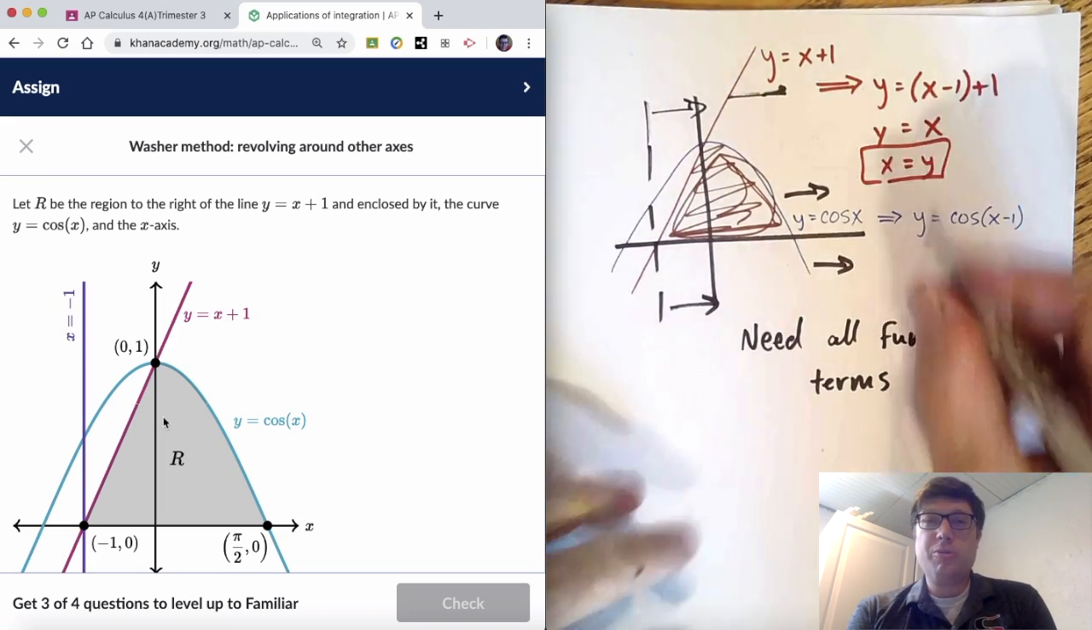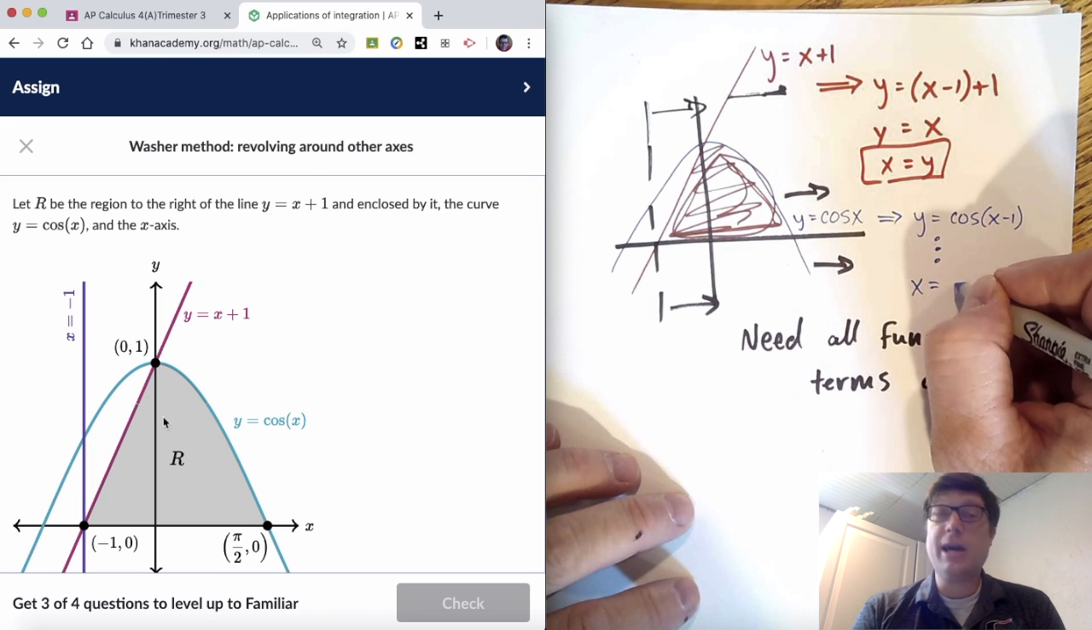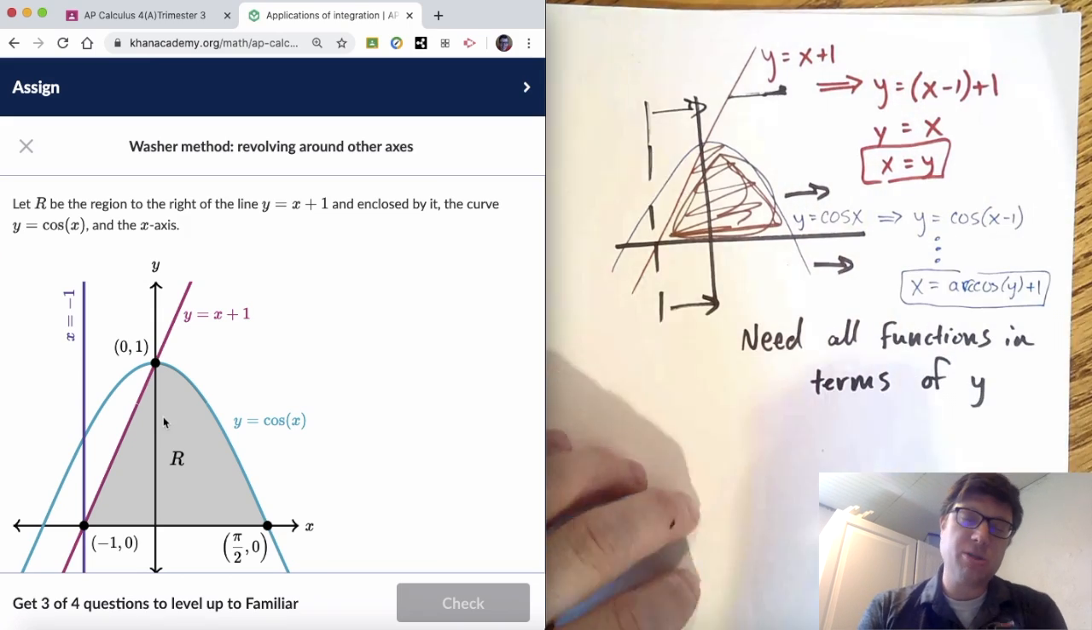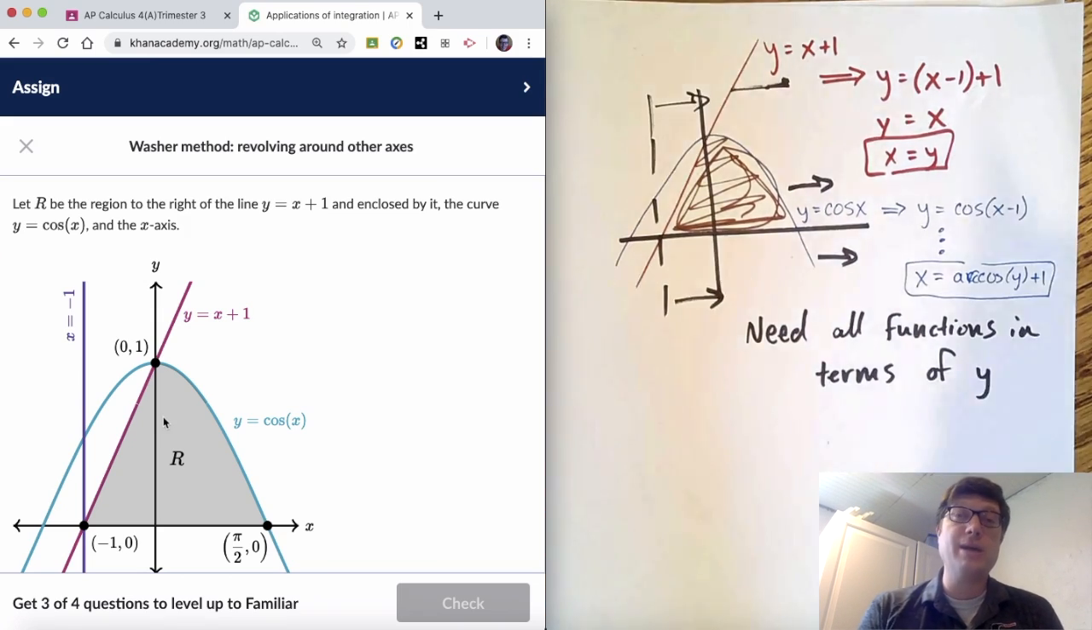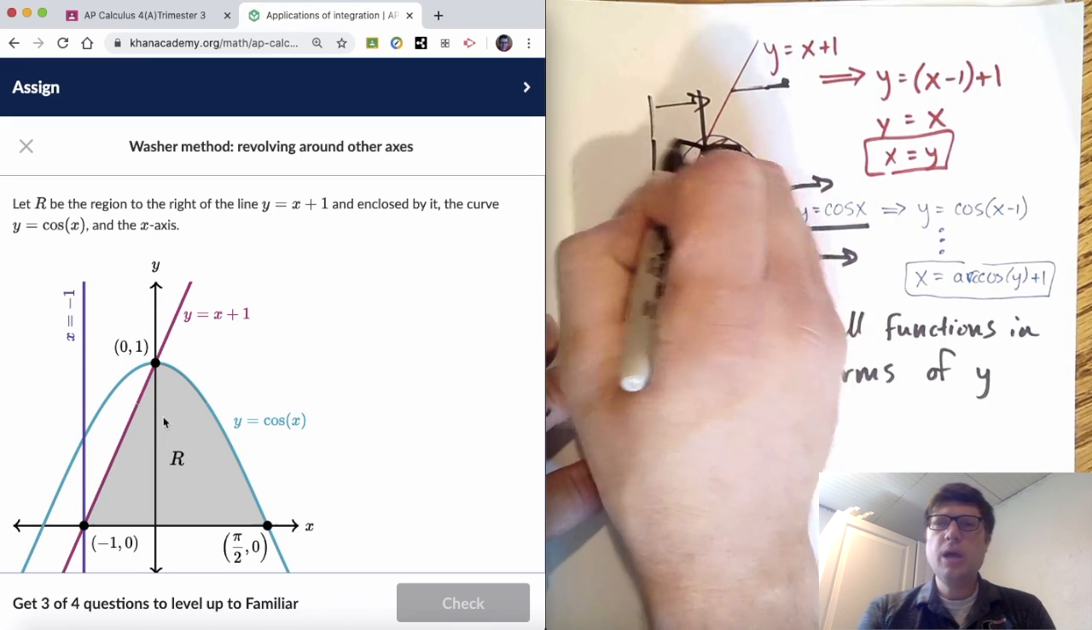So in order for it to be a vertical rotation, we need to actually have functions x equals something something y. So both of those functions have to be solved to get x by itself and in terms of a y function, a y variable. I'm going to quick sketch it.